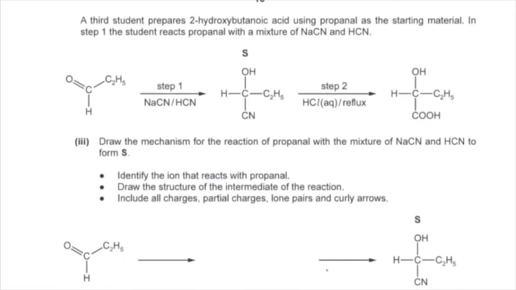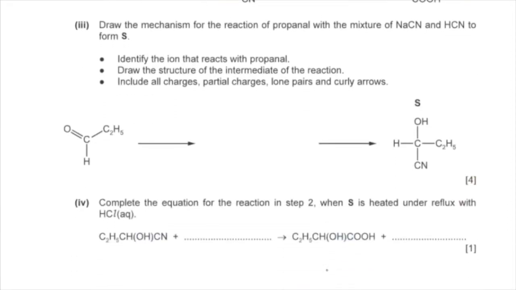A third student prepares 2-hydroxybutanoic acid using propanol as the starting material. In step 1, the student reacts propanol with a mixture of NaCN and HCN. Part 3, draw the mechanism for the reaction of propanol with the mixture of NaCN and HCN to form S.